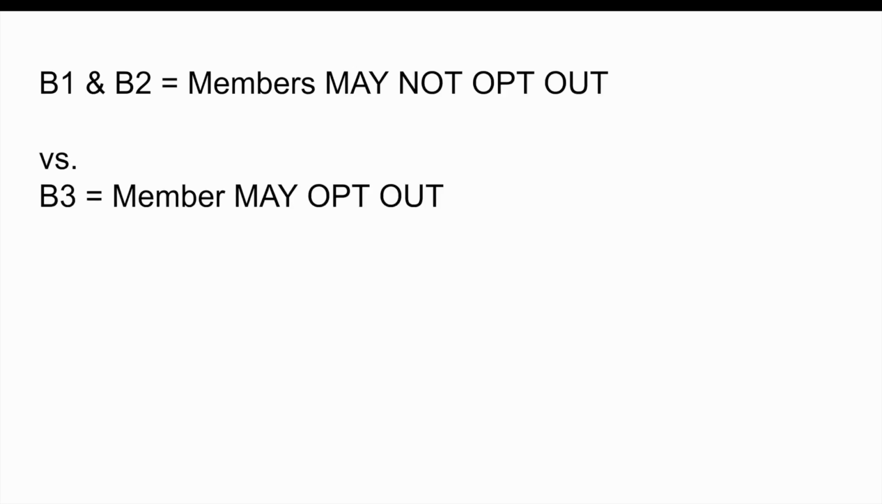Who can opt out of the class action? ¿Quién puede salirse de la demanda colectiva y cómo? B1 and B2, the members may not opt out. In the class B1 and B2, the members may not opt out. On B3, members may opt out.